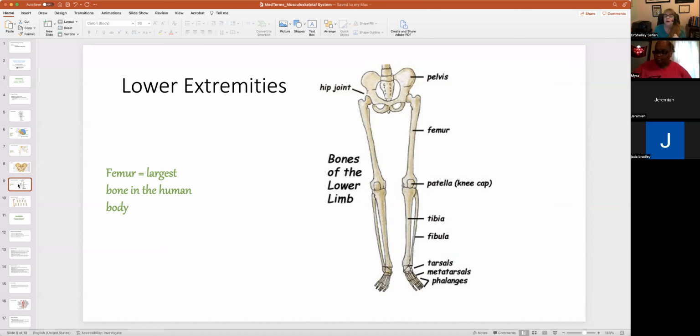So that gives you an idea, if you have a patient who actually fractured their femur, that took a lot of force. All right, the patella, your kneecap, and then that is followed between your kneecap and your ankle by the tibia and fibula in the leg, as opposed to the ulna and the radius in the arm.